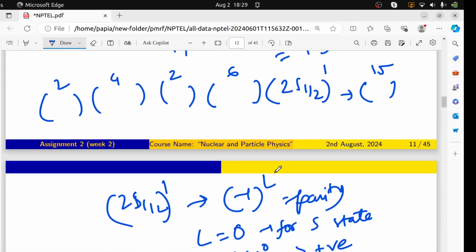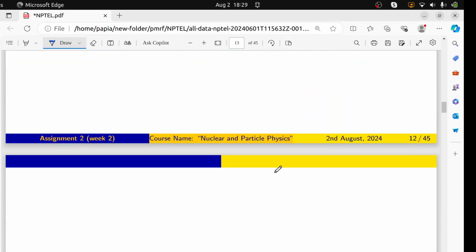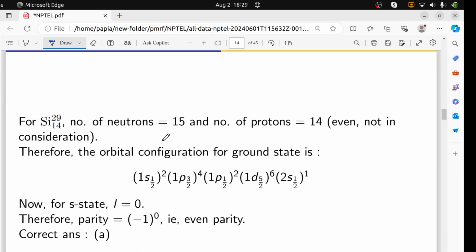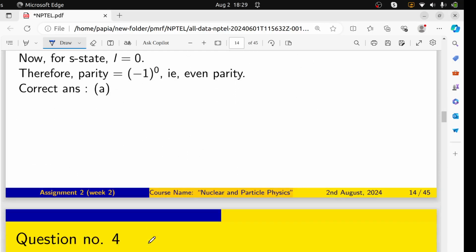Okay. If there are no other questions, then we can go on. Here also I have written it there. Okay, fine. 1s2, 2p, 1p 1/2, 1d5, and 2s1. So 2s1 means L equals 0. Therefore (-1)^0, that is even parity. Correct answer is A. Very good.